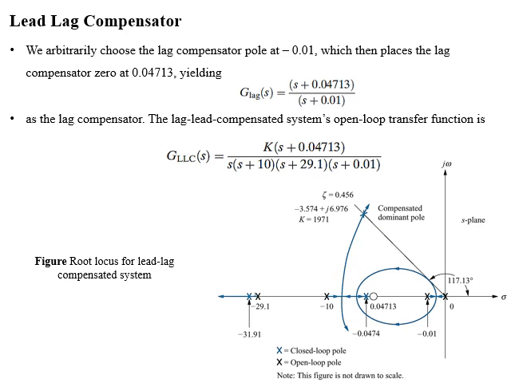Dear students, after obtaining the lag compensator zero to pole ratio, we will arbitrarily choose the pole at minus 0.01, which places the lag compensator zero at minus 0.0471. The lag compensator transfer function is given here. The lag-lead compensated system open loop transfer function is also given here.